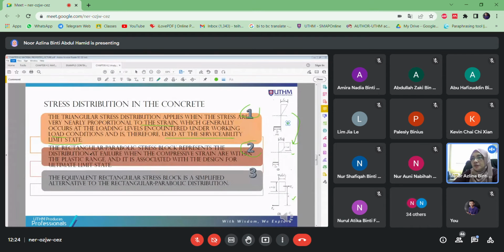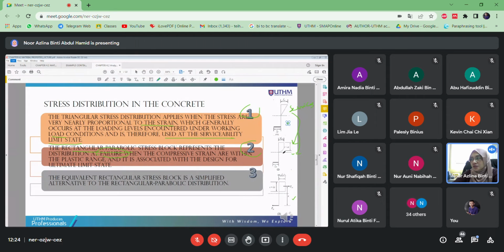Okay, this is the rectangle. We call it a rectangle parabolic stress block. It represents the distribution at failure. Ini masa services, during its services. Okay, during its lifetime, it supports all the loads. So, then the next here is a stress block that represents the structure at failure.